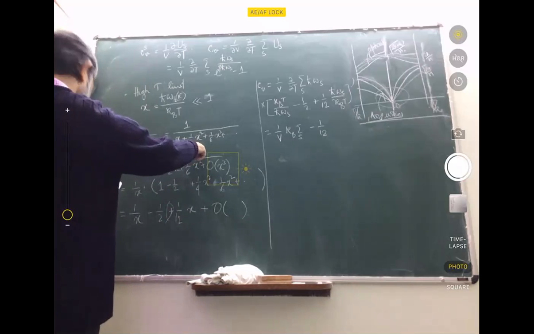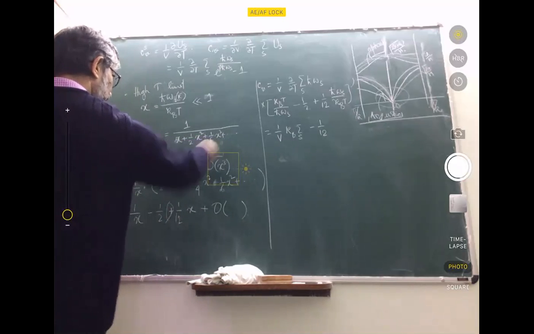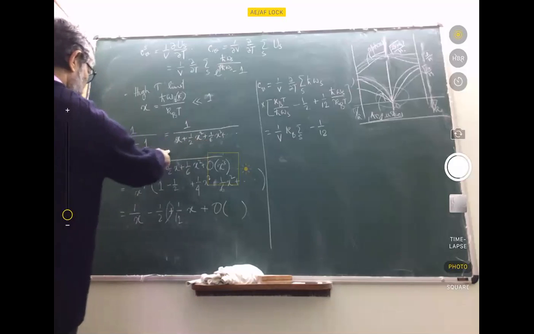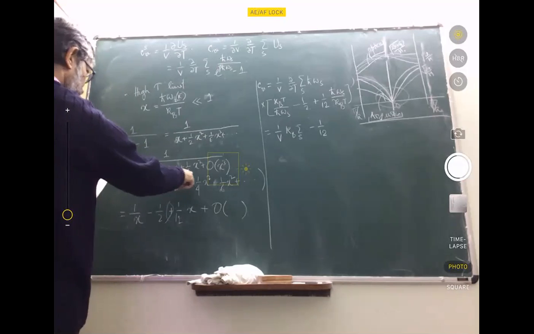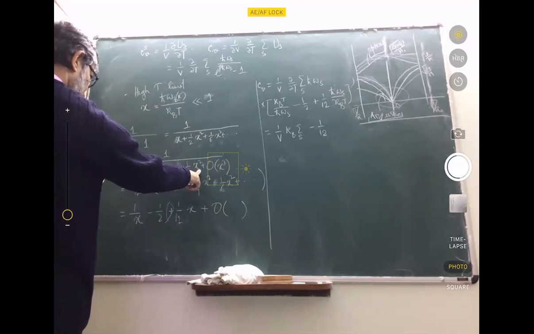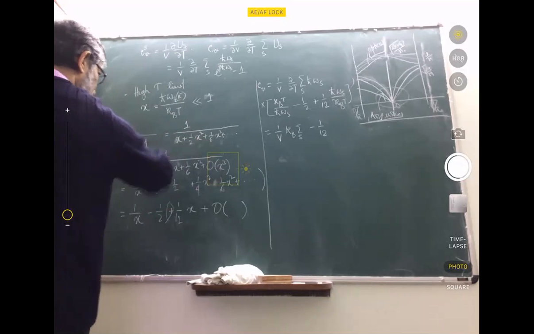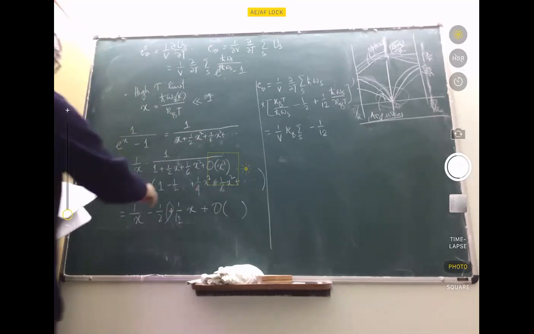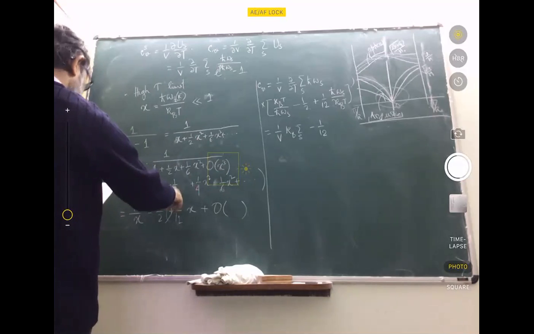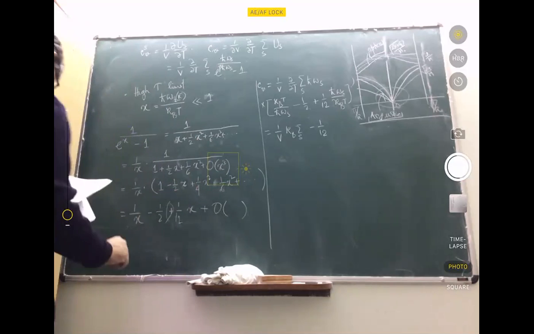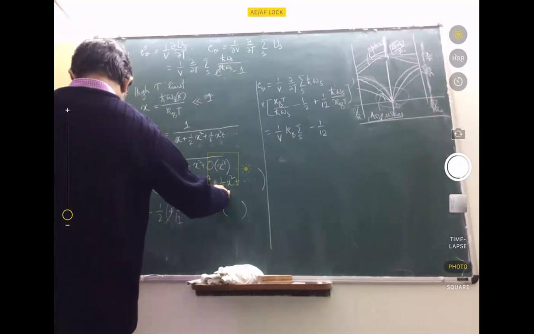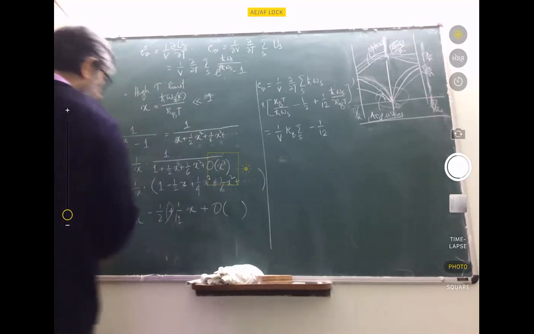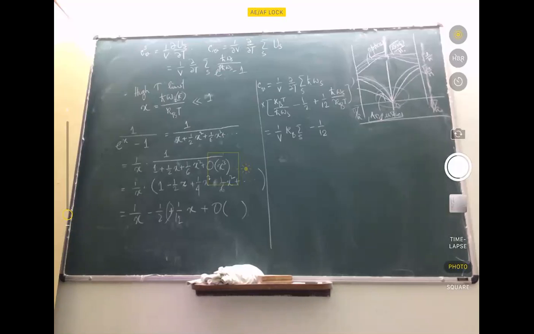x plus half x squared plus 1/6 x cubed. Then I take a factor of x out here, so I have 1 plus half x plus 1/6 x squared. So this is correct. Then I expand this in powers of x. So I get 1 minus half x plus 1/4 x squared minus 1/6 x squared. So this is correct actually.